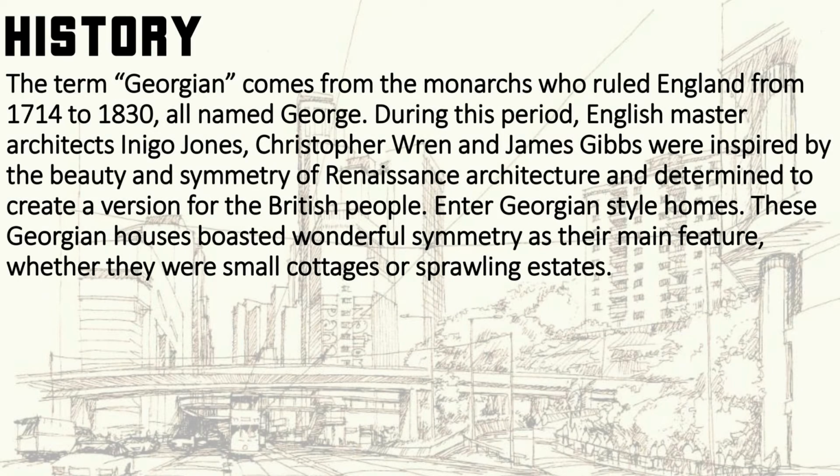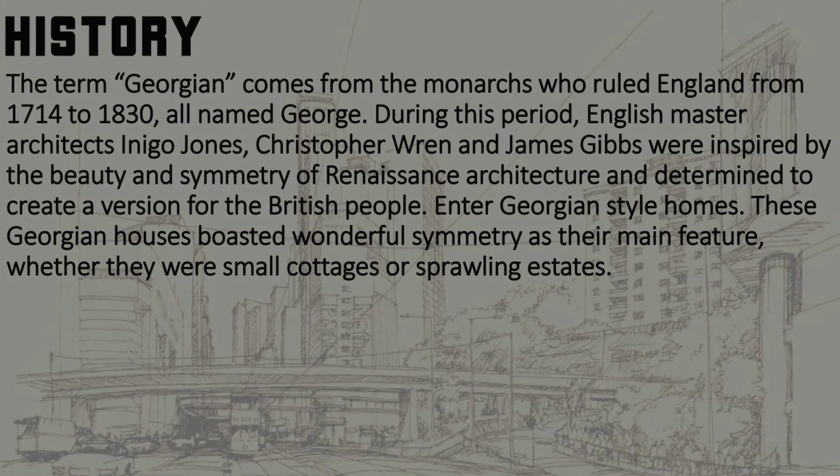In history, the term Georgian comes from the monarchs who ruled England from 1714 to 1830, all named George. During this period, English master architects Inigo Jones, Christopher Wren, and James Gibbs were inspired by the beauty and symmetry of Renaissance architecture and determined to create a version for the British people. Enter Georgian-style homes. These Georgian houses boasted wonderful symmetry as their main feature, whether they were small cottages or sprawling estates.